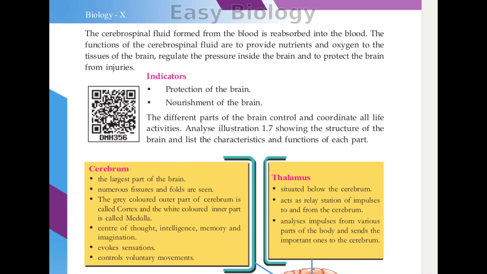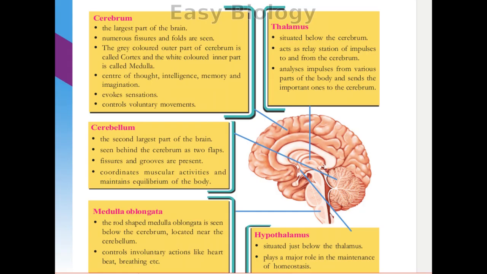Now we can study what are the functions of cerebrospinal fluid. The first function, it provides nutrients and oxygen to the tissues of the brain. Second, it regulates the pressure inside the brain. Third, it protects the brain from injuries. Next, we can study about the 5 parts of the brain. They are cerebrum, cerebellum, medulla oblongata, thalamus and hypothalamus.